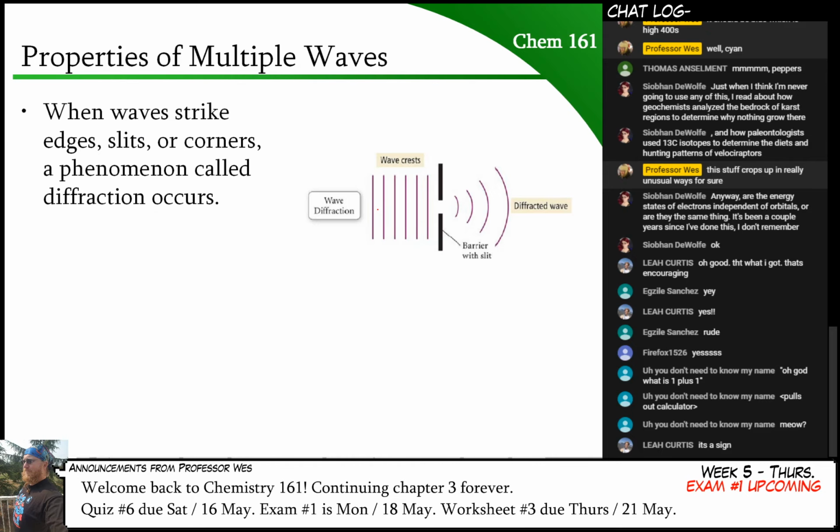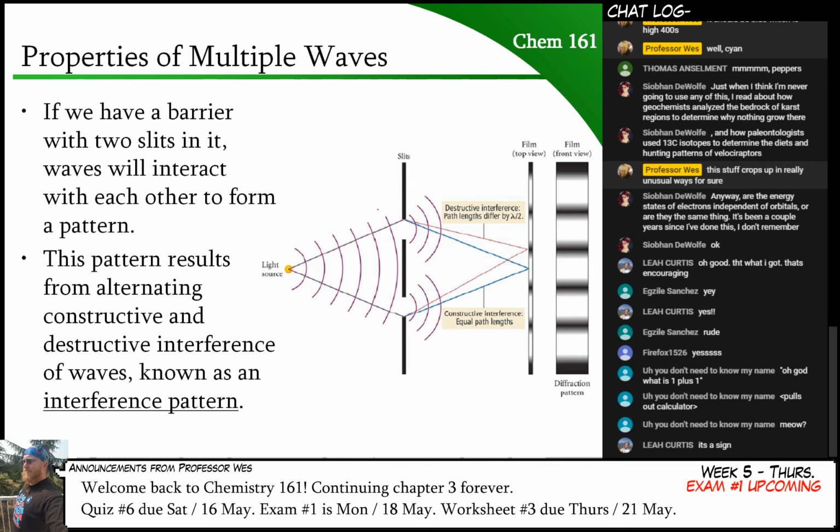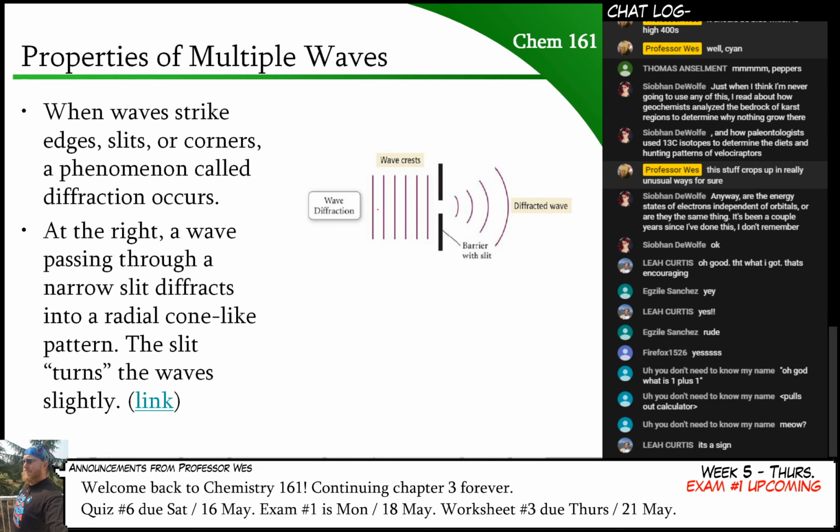All right. The next property that we're going to look at is something called a slit experiment. And what this is that when you have a barrier that has a gap in it, and you have particles that are shot at that barrier, if they hit the wall, nothing happens. But if they don't hit the wall, they go straight through.